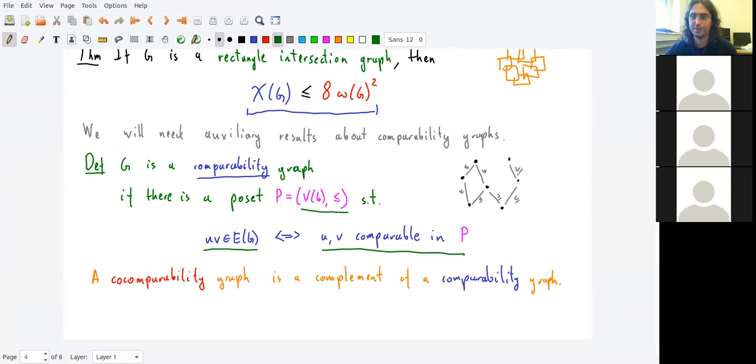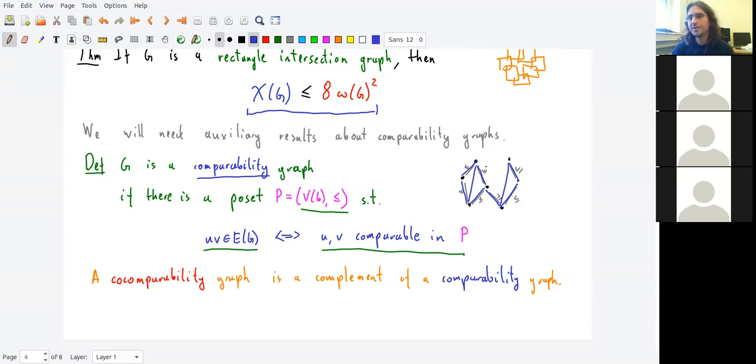For example, here is the Hasse diagram of a poset. There should also be order induced by transitivity here. What would be the comparability graph induced by this poset? Well, you put all the edges that are there. These are just the basic comparability relations. Plus, you also have these transitive edges that are implied by the order. So this would be the comparability graph with this poset being the model for this graph. This is a comparability graph, and not all graphs can be defined in this way. A co-comparability graph is just a complement of a comparability graph. So in a sense, a co-comparability graph is a graph where you can model the edge relation by the incomparability relation in a poset.